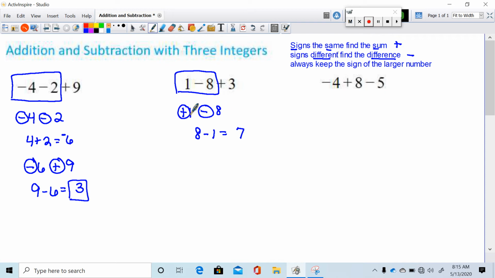Now you look at which one of those is the biggest number. 8 is larger. It's got a negative in front of it. That means your 7 is going to be negative. So that's -7, and then you do the rest of the problem, add 3.